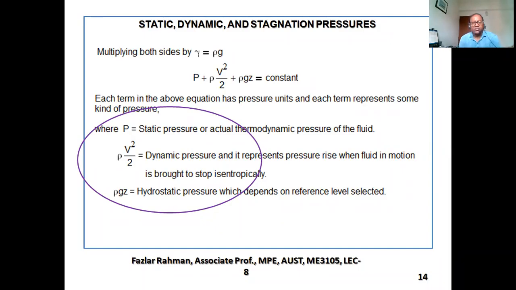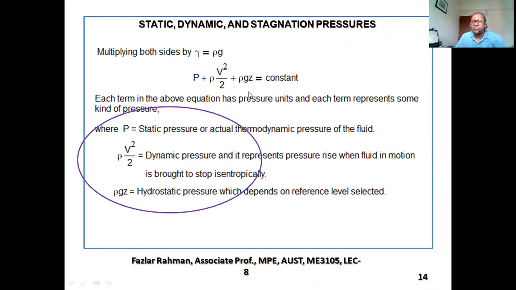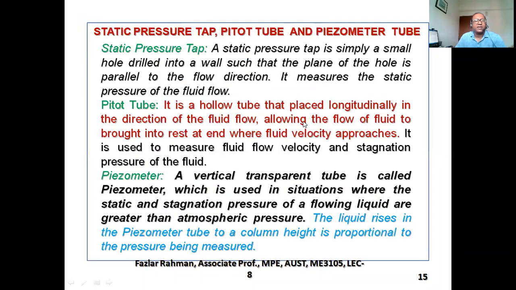So in Bernoulli's equation, you see right over here, if you rearrange this equation, it will have this form. P is called static pressure. This is called dynamic pressure. This rho g z is called hydrostatic pressure. Now, how can we measure that pressure?